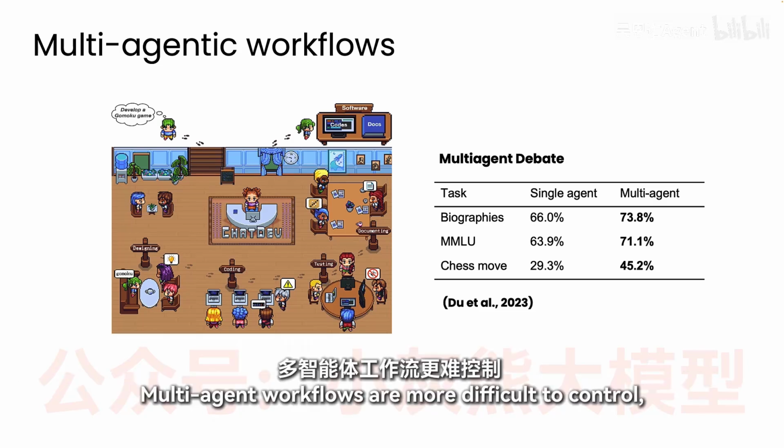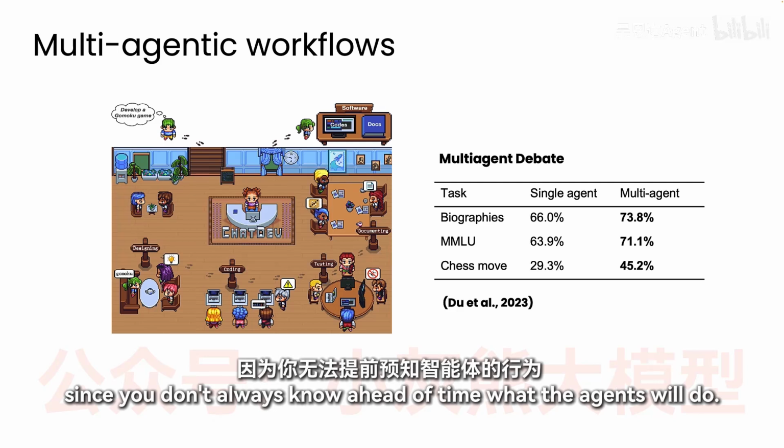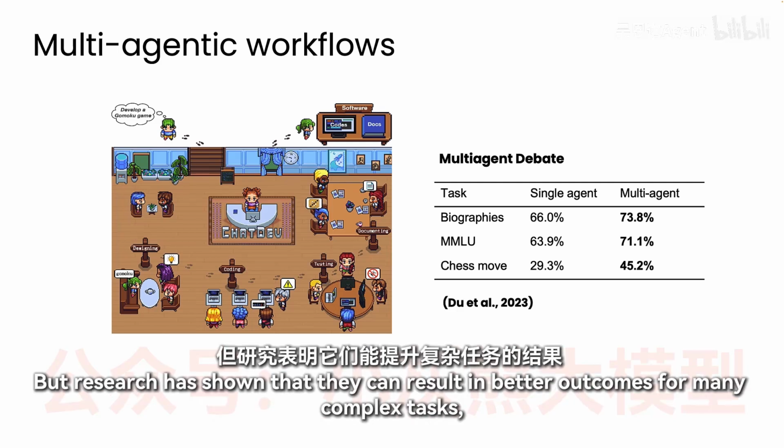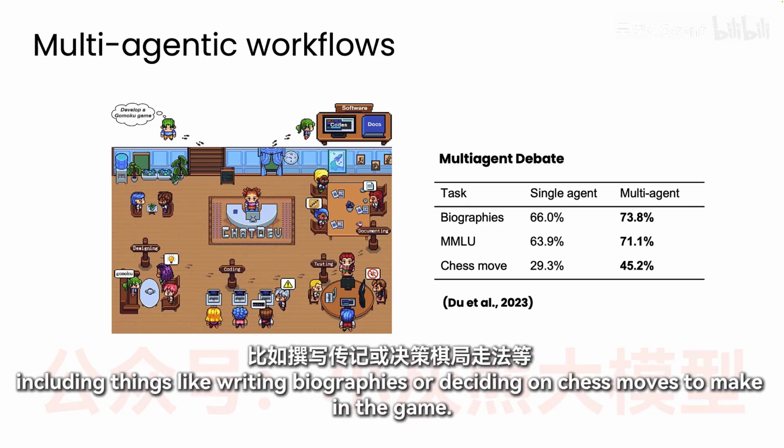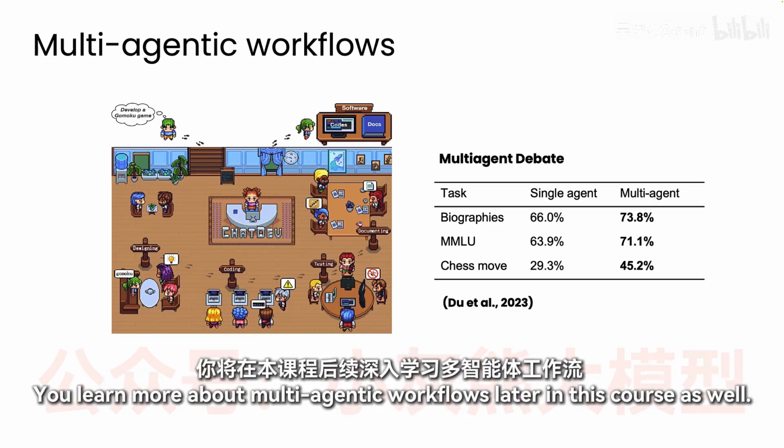Multi-agent workflows are more difficult to control since you don't always know ahead of time what the agents will do, but research has shown that they can result in better outcomes for many complex tasks, including things like writing biographies or deciding on chess moves to make in the game. You'll learn more about multi-agentic workflows later in this course as well.